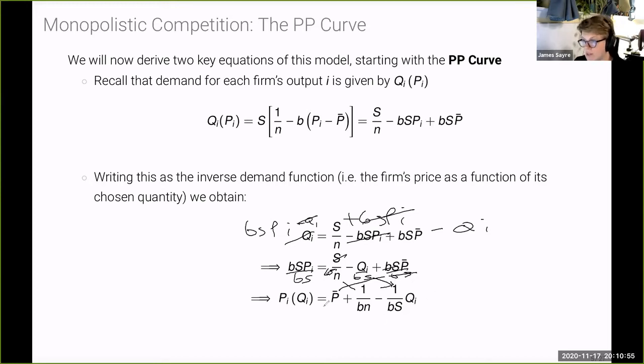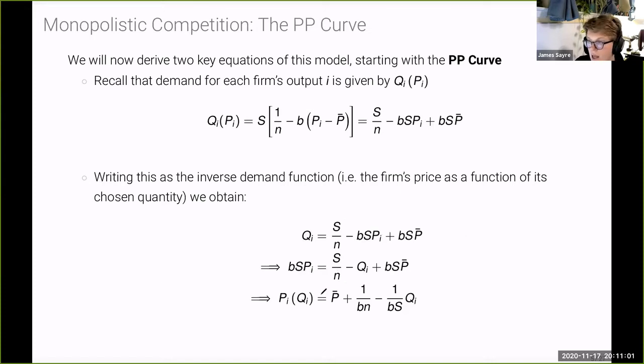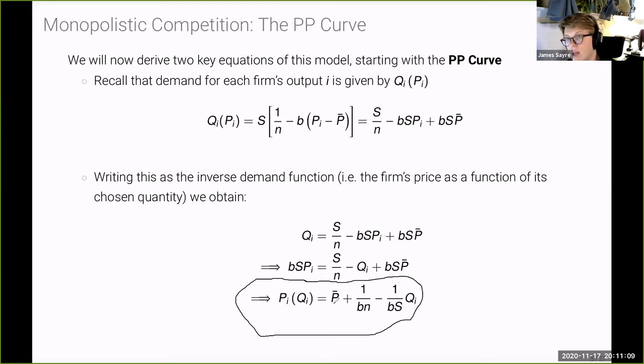So hopefully you can see where I got my final expression, which is PI as a function of QI. PI as a function of QI is equal to P bar, that's the average price, plus 1 over Bn, that's the number of firms times the sensitivity of demand to each firm's price, minus Bs times Qi. If we look at the term in front of the Qi, we can see that my price is going to decrease as I increase quantity. Okay, but I'll come back to that.